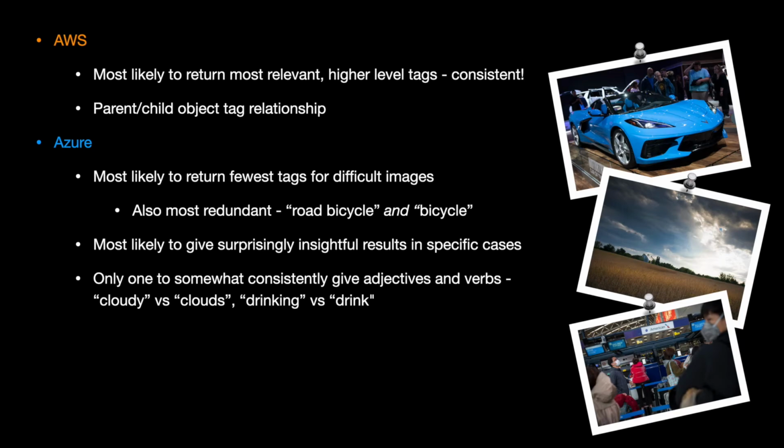For example, it's the only one of the three that I've consistently seen give adjectives and verbs back. For example, if you put in a picture of a person on a bicycle, you're not just likely to get person or bicycle, but riding as well. I can definitely think of a few cases where this might be very useful.